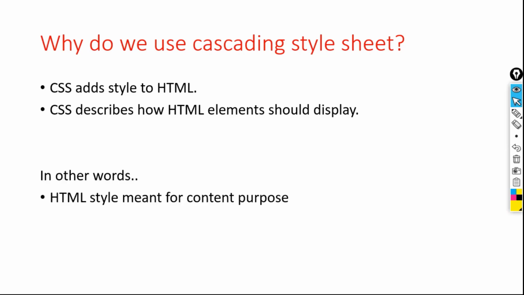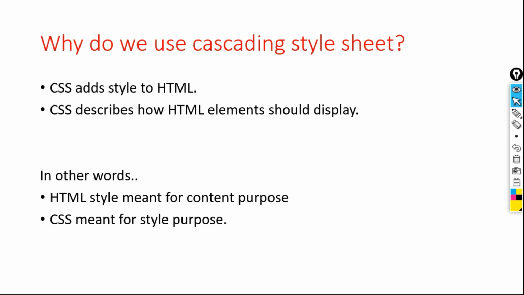In other words, HTML is meant for content purpose, and CSS is meant for style purpose. To apply style on HTML content, we make use of cascading style sheet. Hope now you have a better understanding about why we use cascading style sheet.